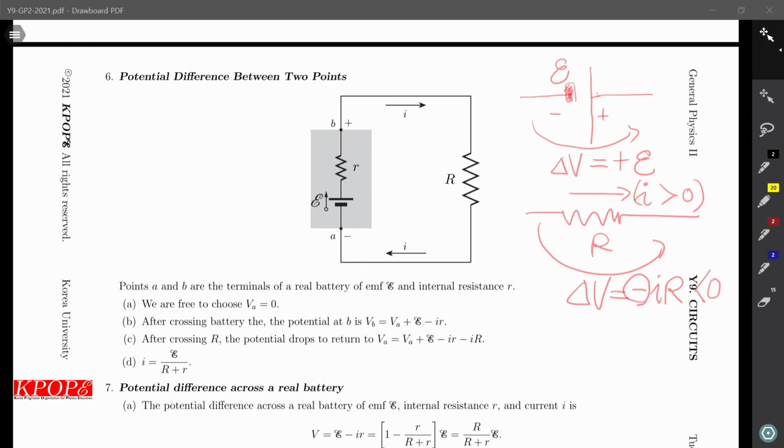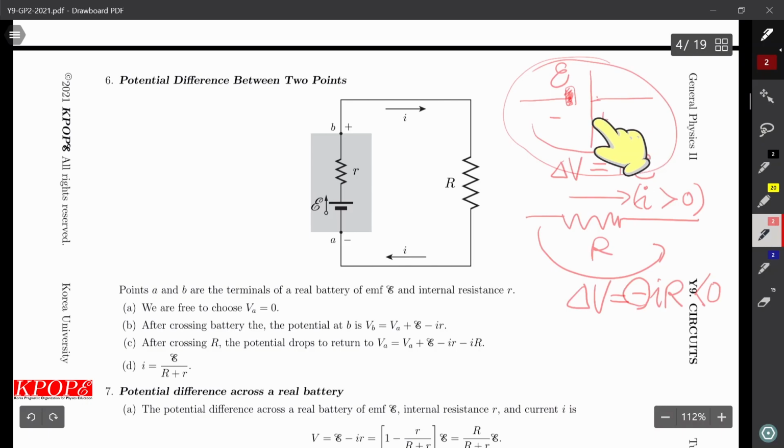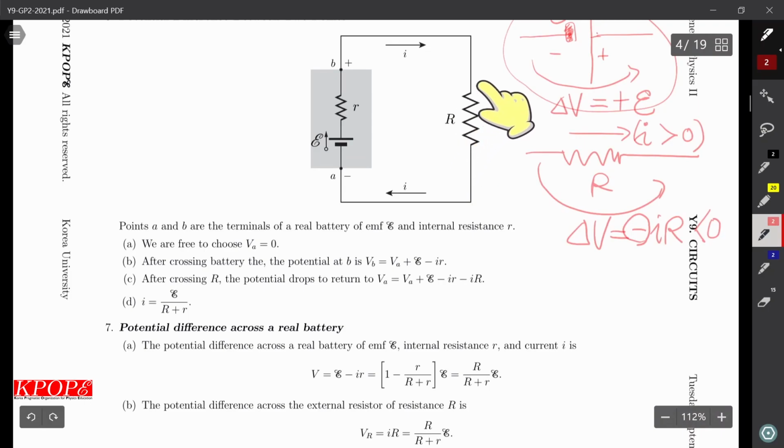The potential difference between 2 points for EMF: when it crosses from the negative terminal to the positive terminal, the potential increases by the EMF. When we cross the resistor along the direction of the current, potential decreases by IR. In the opposite direction, potential increases by IR.